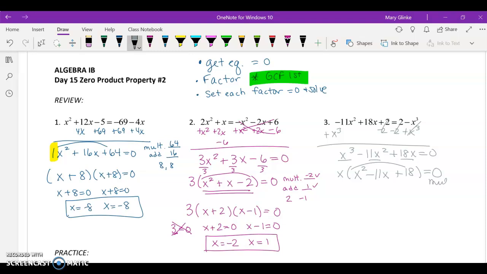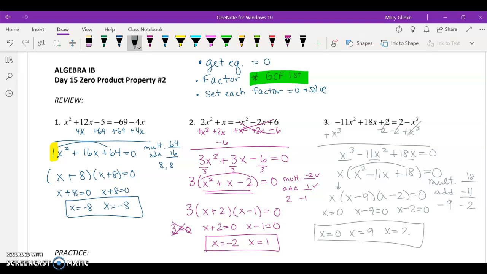We're looking for what multiplies to get 18, but adds to get negative 11. So in order for this to work, they both have to be negative. And so negative 9 and negative 2 would multiply to get 18, but add to get negative 11. So I'm going to write this in factored form, remembering to bring my GCF with. So I have x, and then x minus 9, and x minus 2. I'm going to set each part equal to 0, and I'm going to solve the resulting equations. For my first one, I do get x equals 0. The next one, I get x equals 9. And lastly, x equals 2 when I add those to the other side.